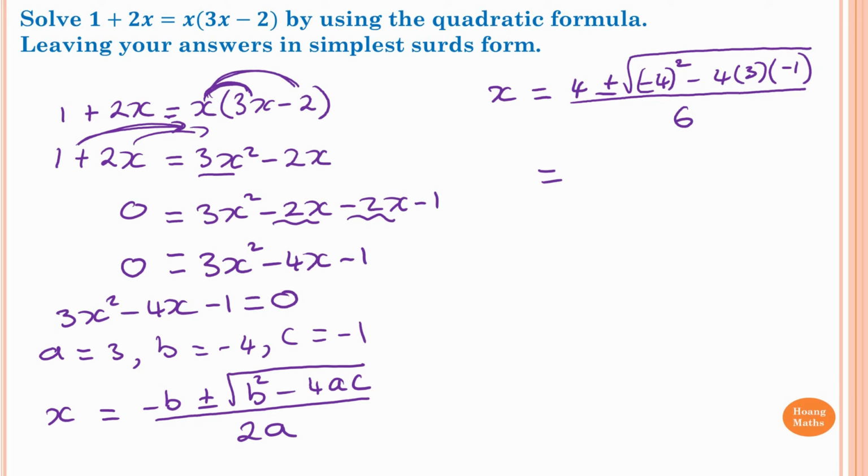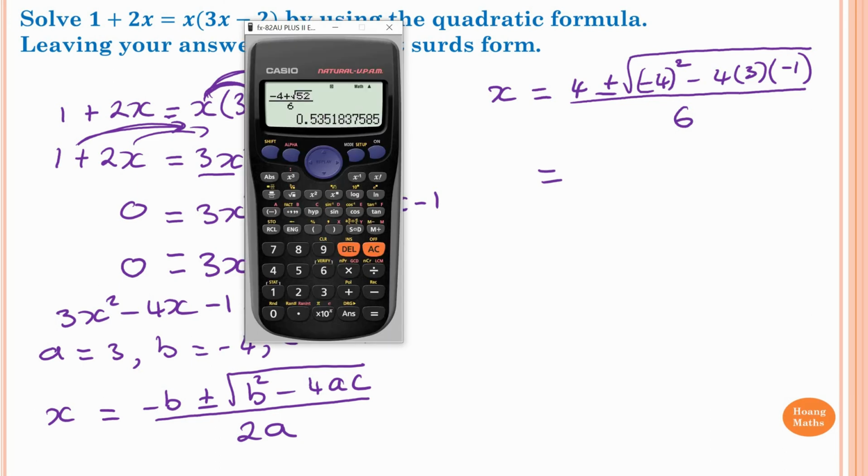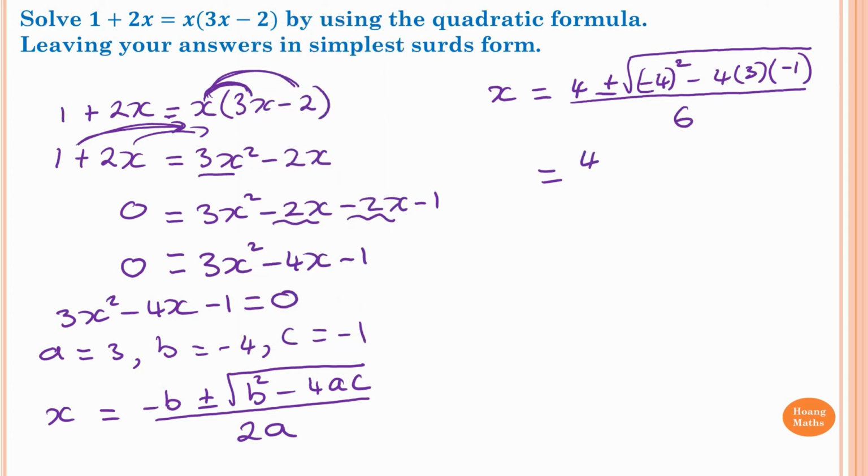If you can do it in your head, you can just quickly do it. Otherwise, you go 4 squared is 16. And 2 negatives give you plus. Otherwise, just put it in the calculator. 4 squared like this, minus 4 times 3, times negative 1 in brackets. So that should give me 28. So 4 plus or minus the square root of 28, over 6.